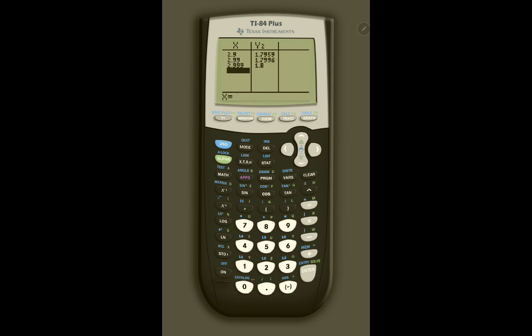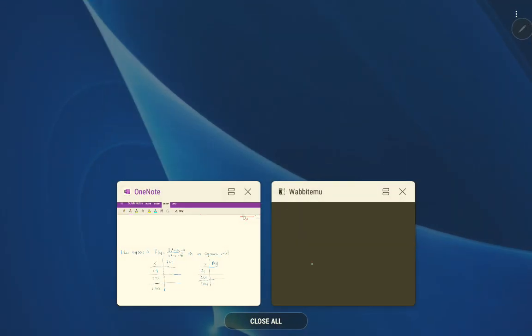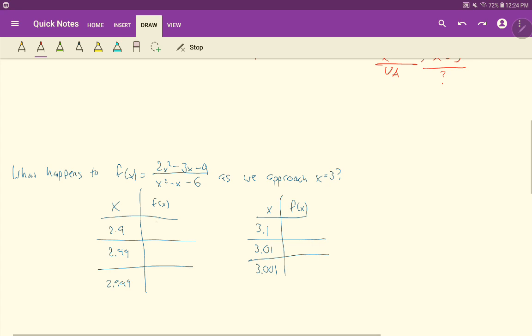And in fact, if you get even closer, doing 2.99999, you can see it still goes to 1.8, and now it's even closer. Look at how close it is to 1.8. So we're getting very close to this number 1.8.